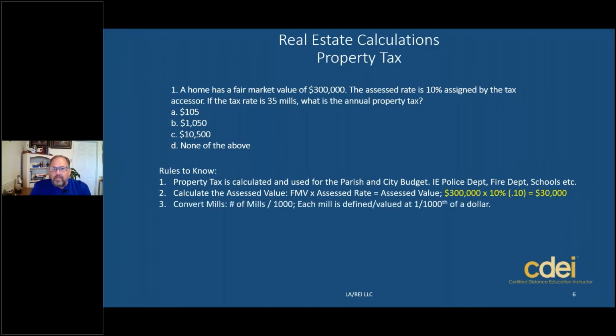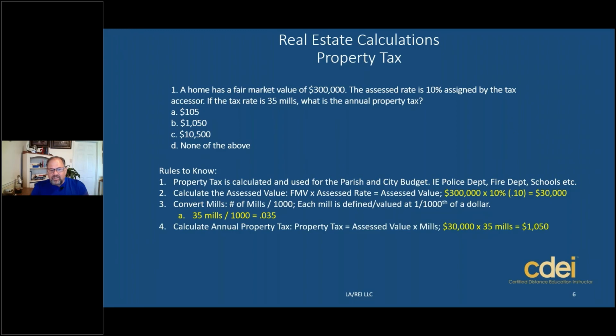Then I've got to convert the mills, okay? The way you look at mills, how it's defined, is 1/1000th of a dollar, or 0.001. That's 1 mill. 2 mills, 0.002. 3 mills, 0.003, and so on. Now, all you have to do is divide the mills by 1,000, and you'll convert it to the decimal you need, okay? For example, the problem says we have 35 mills. I'm going to divide it by 1,000. I get 0.035.